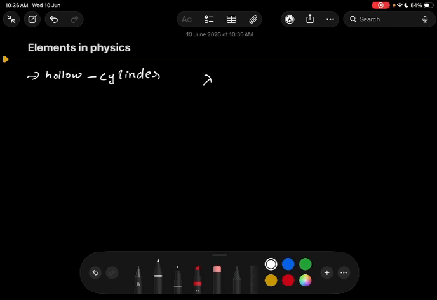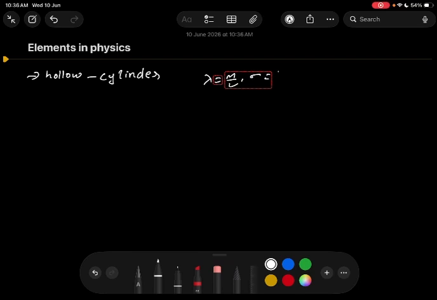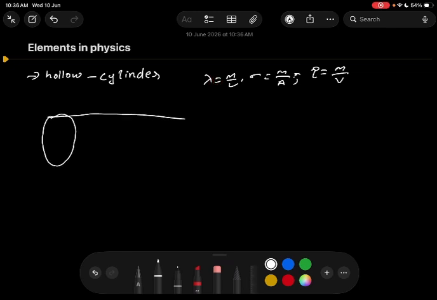The major part you have to know is lambda is equal to m by L, which is linear density, and sigma, which is areal density, equal to mass by area, and rho, volumetric density, which is mass by volume. Just knowing these parts is mostly more than enough. You would be able to do it in a dimensional analysis way, where you check dimensions and do it. Anyways, let's get to today's topic, hollow cylinder.